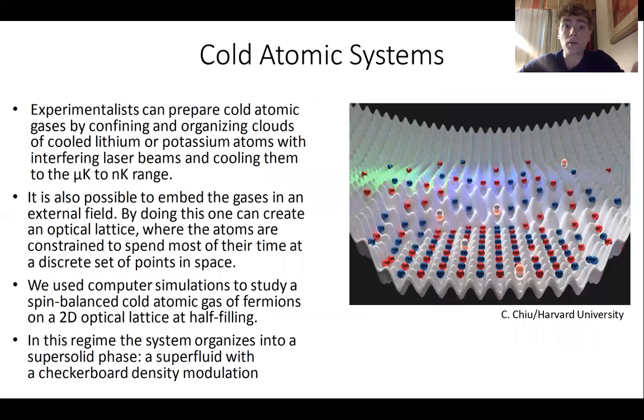So experimentalists can prepare cold atomic gases by combining and organizing clouds of cooled lithium or potassium atoms with interfering laser beams and cooling them to the microkelvin to nanokelvin range. It is also possible to embed the gases in an external field. By doing this, one can create an optical lattice where atoms are constrained to spend most of their time at a discrete set of points in space. We use computer simulations to study a spin-balanced cold atomic gas of fermions on a 2D optical lattice at half filling. In this regime, the system organizes into a supersolid phase, a superfluid with a checkerboard density modulation.